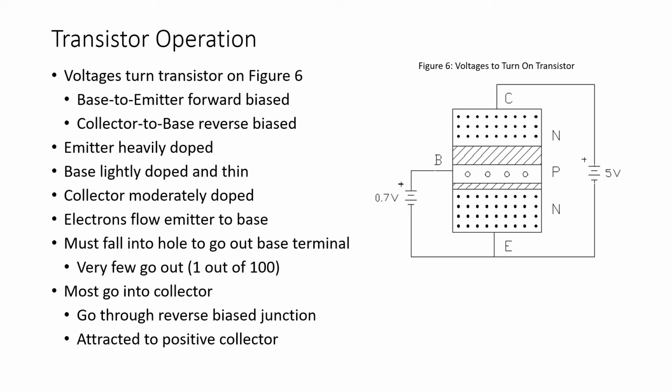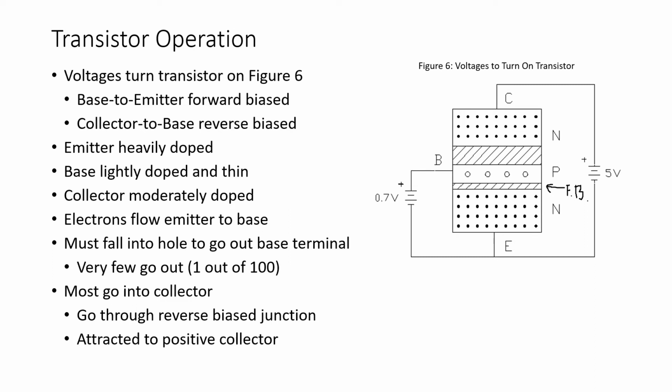And remember that when we apply 0.7 volts to a PN junction, the depletion region will become very narrow. So we see here a forward bias depletion region between the base and the emitter. And I'll write forward bias here, or FB for forward biased. So this base to emitter junction has to be forward biased in order for the transistor to turn on.